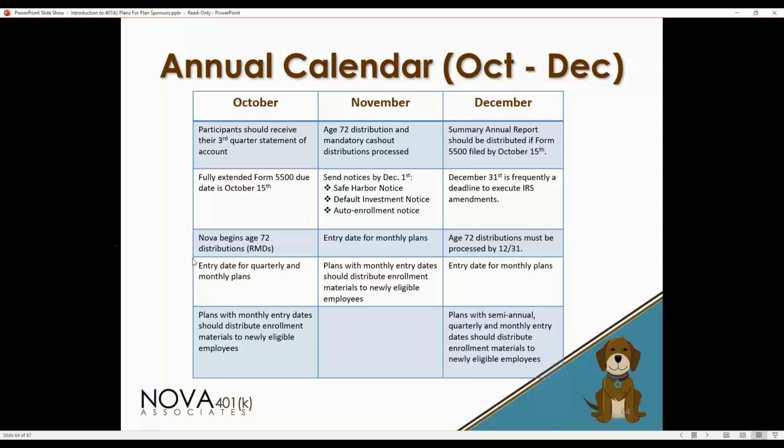And I had mentioned the notices. I want to point out this block here. Please make sure that any of these three notices are provided to participants by December 1st. So if you have a safe harbor notice or an auto enrollment notice that you've not distributed, please make sure you're distributing that today.